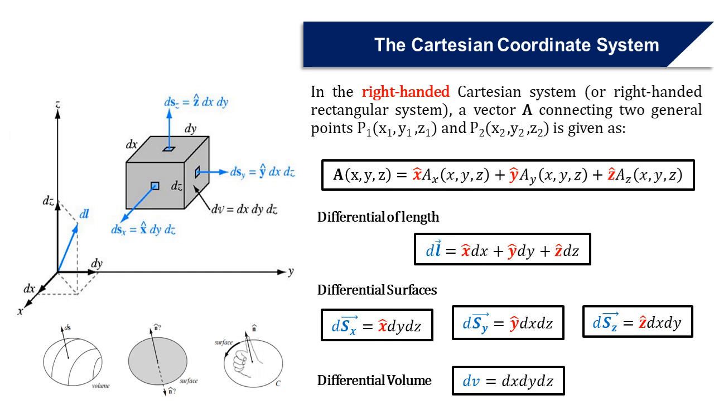And then we also have the differential volume. This is the product of the differentials of length in x, y, and z. So, dx dy dz. Later on, we will use that. We are just introducing it. Okay? Next.